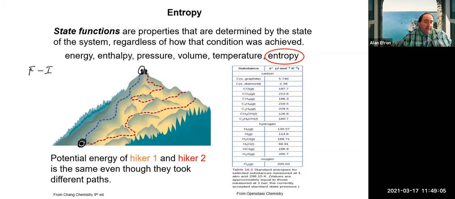The red guy took the more scenic route around the hill. But in terms of their potential energy, they are both essentially at the same location at this point, and they both really started at the same location, and they would have basically the same potential energy. It doesn't matter that the guy in the red path took the scenic route versus the more direct route by the blue one.